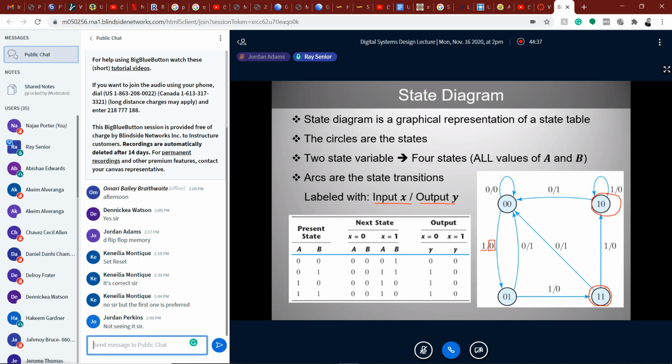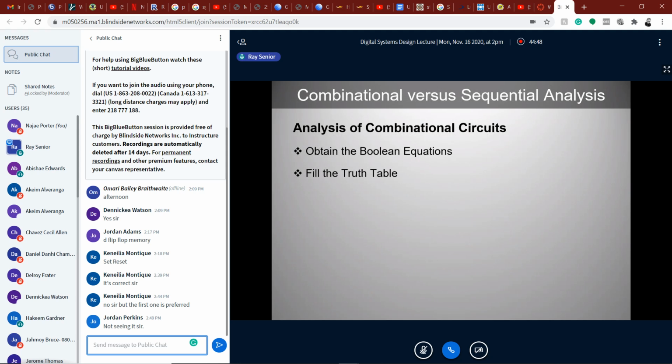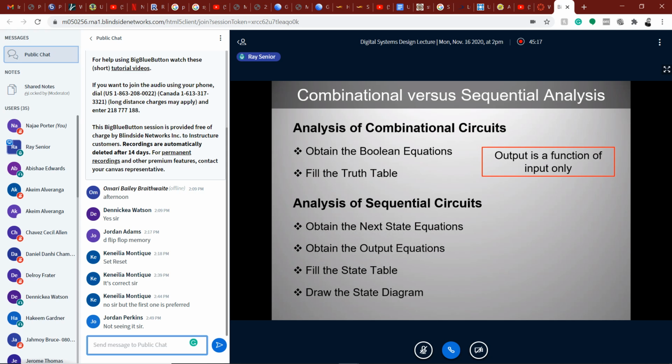All right, so this is basically how you would analyze a sequential circuit, a clocked one. And that analysis really is different from the combinational analysis, because if you remember, to analyze a combinational circuit, you look at Boolean equations, which are relationships between input and output, and you fill in a truth table. What you fill in here is a state table, and the inputs and the outputs are not just related to themselves, but you also have to take into account the state of the circuit itself.